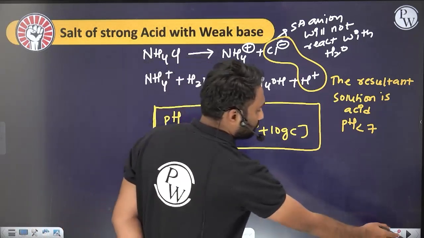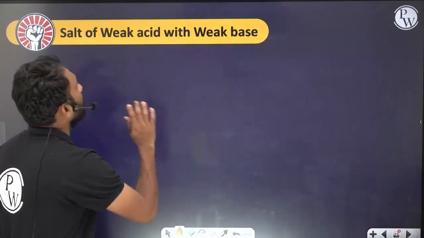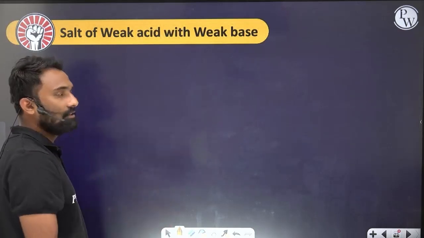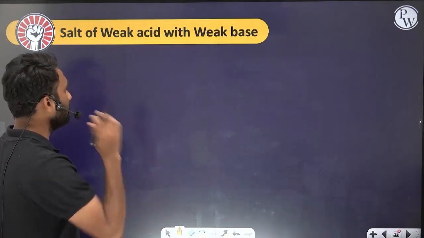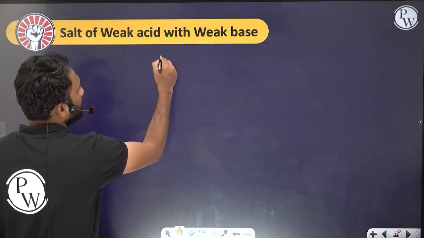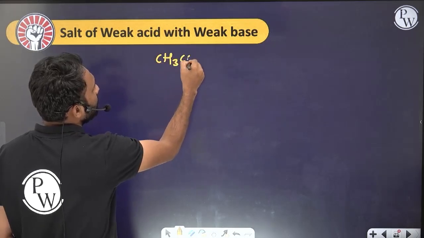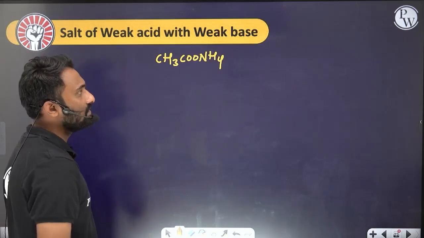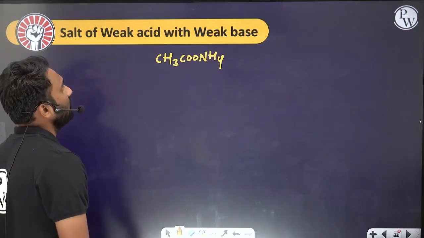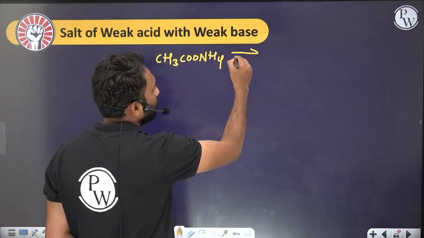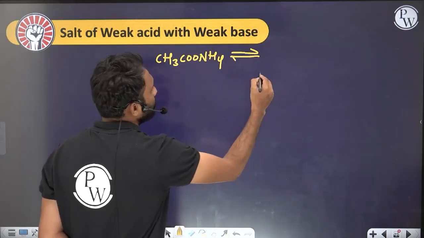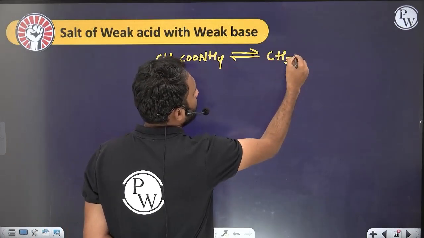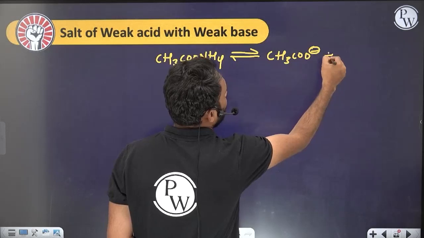Next, salt of weak acid with weak base. The salt of weak acid with the weak base is, for example, CH3COONH4. Ammonium acetate is the salt of weak acid plus weak base. Now it dissociates to give the acetate ion and the ammonium ion.